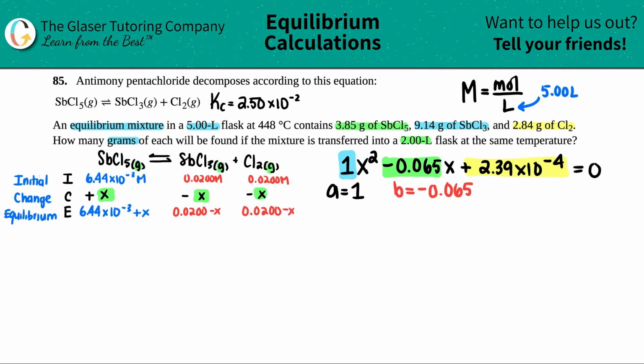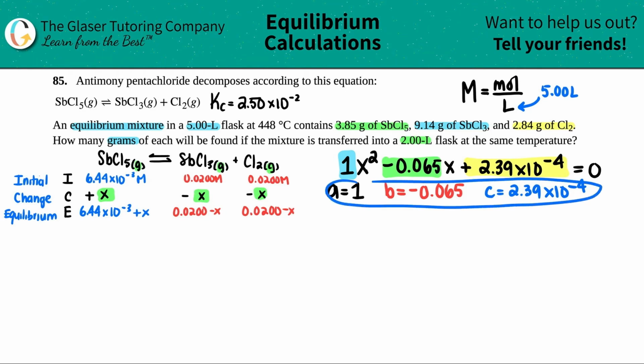And the C value, this is positive. So I could just say C equals 2.39 times 10 to the negative 4th. Now for all of you that have the periodic table, for all of you that have a quadratic formula in the calculator, all you have to do at this point is take the A, B, and C value, plug it into your calculator, and then the calculator will spit out the two x values.